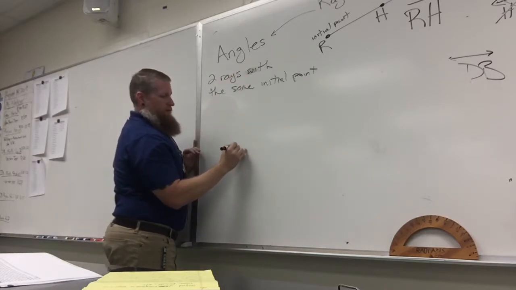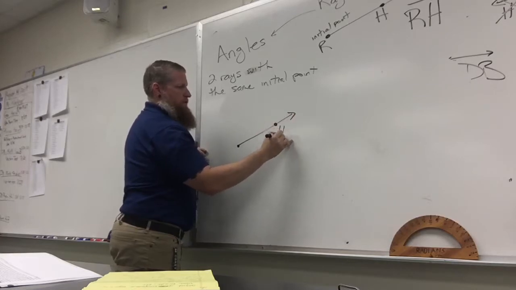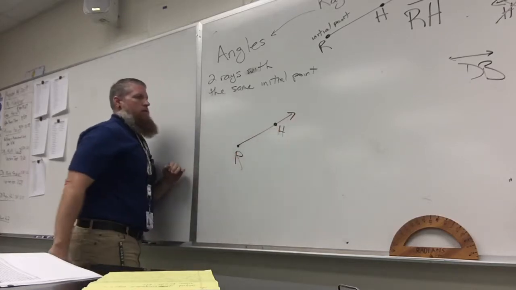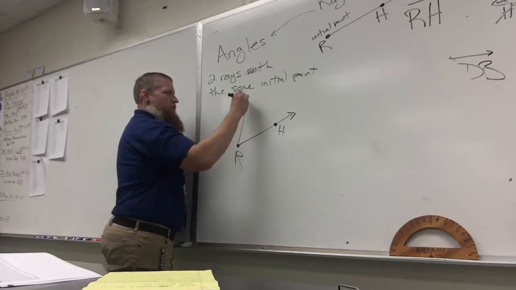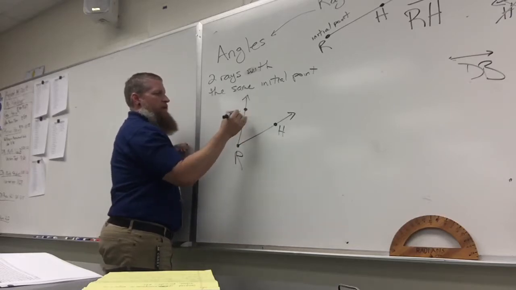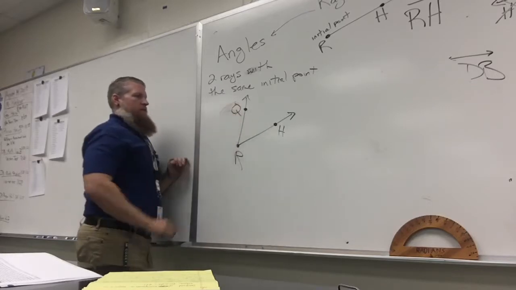All right, so let's say I started with that RH that's up there. It's H. And I draw another one this way. Give me a different letter. T? Wait, Q is a good one. We haven't used Q yet.